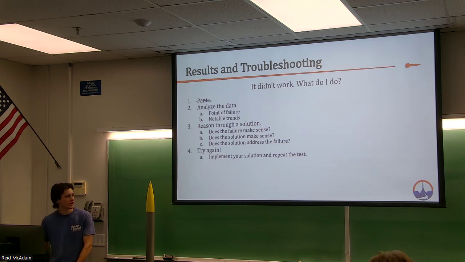And then you got to take your data and look for a solution. So does the failure make sense? We dropped this parachute and our velocity hitting the ground was Mach 4. Oh, wait, that doesn't really make sense. A parachute should not be going Mach 4. Not this close to the ground anyway.